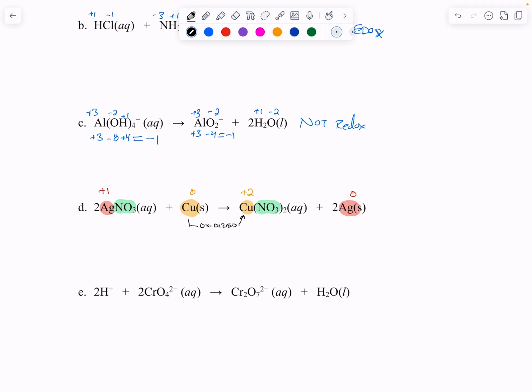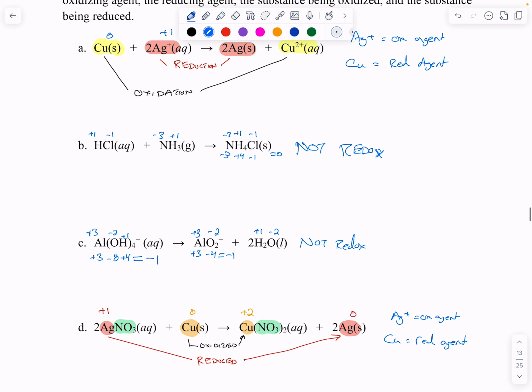So who is oxidized? Copper's oxidized, that means reduced is silver. All right, who is my oxidizing agent? Silver. And Cu is my reducing agent. In fact, you might recognize A. This D is the balanced chemical equation. A is the net ionic equation of D.